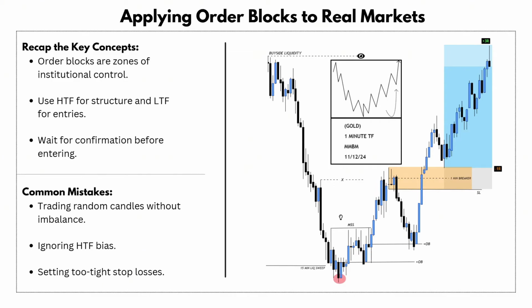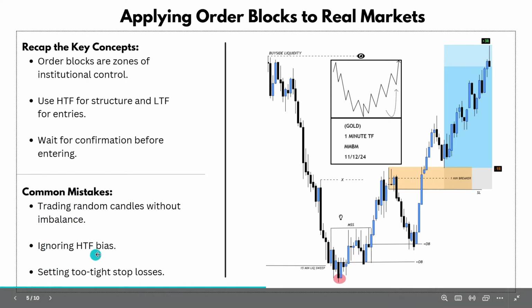Before we hop to our top-down analysis, we have to understand how to apply our order blocks to the real live market. For a quick recap of the key concepts, order blocks are zones of institutional control. We use the higher time frames for structure and the lower time frames for entries, and then we wait for confirmations before we enter. The common mistakes that we may face are trading random candles without imbalances, ignoring the higher time frame bias, or setting stop losses way too tight.